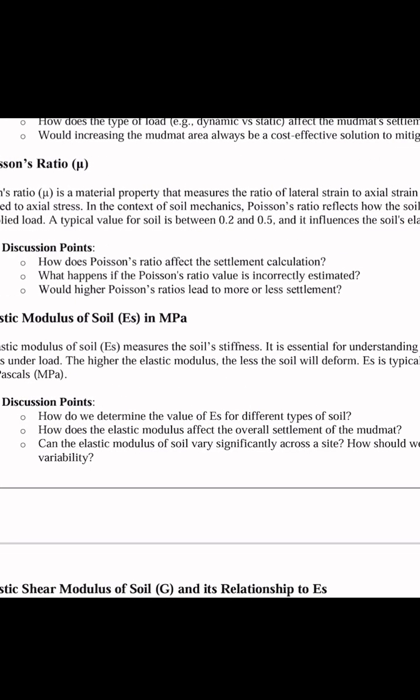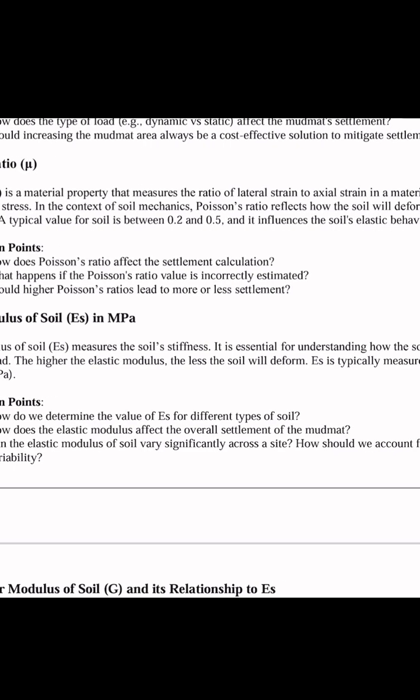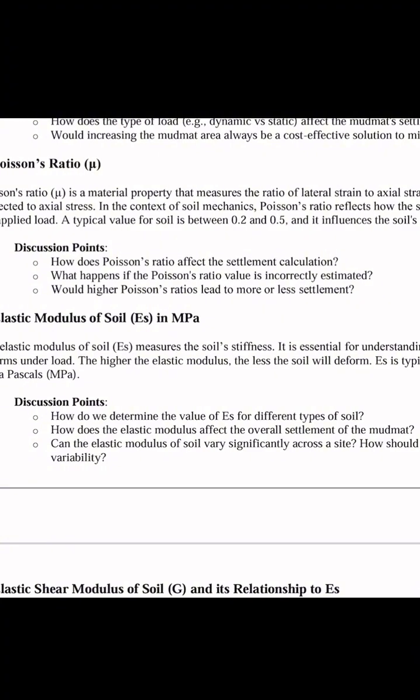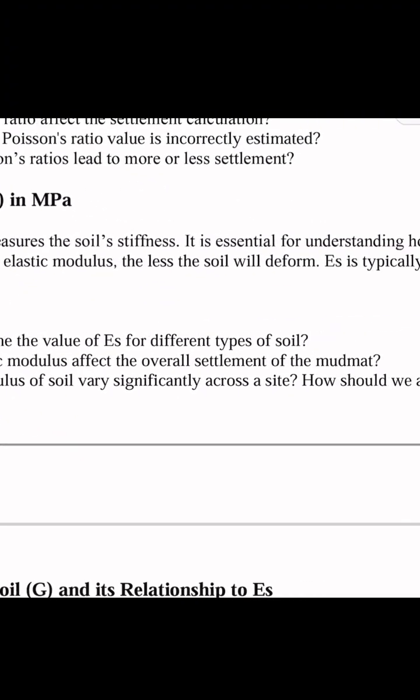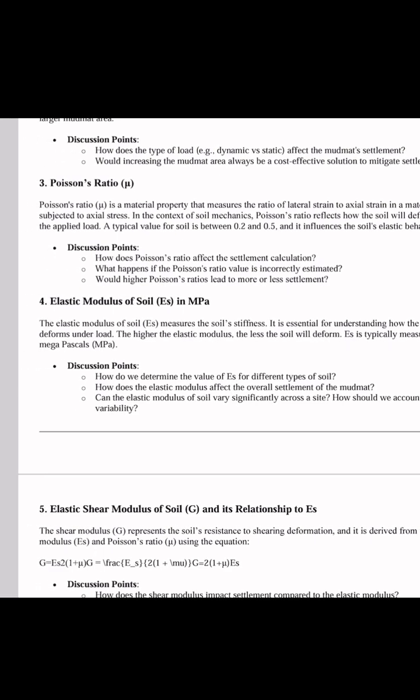How do we determine the value of ES in different types of soils, and how does the elastic modulus affect the overall Mudmat settlement? Can the elastic modulus of soil vary significantly across a site? How should we account for that variability?